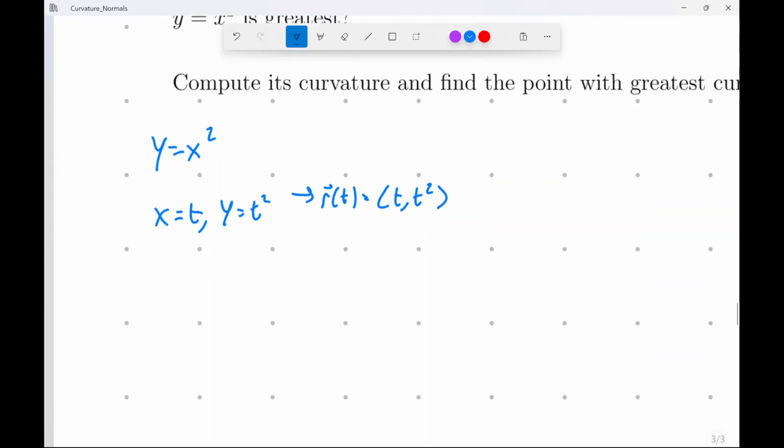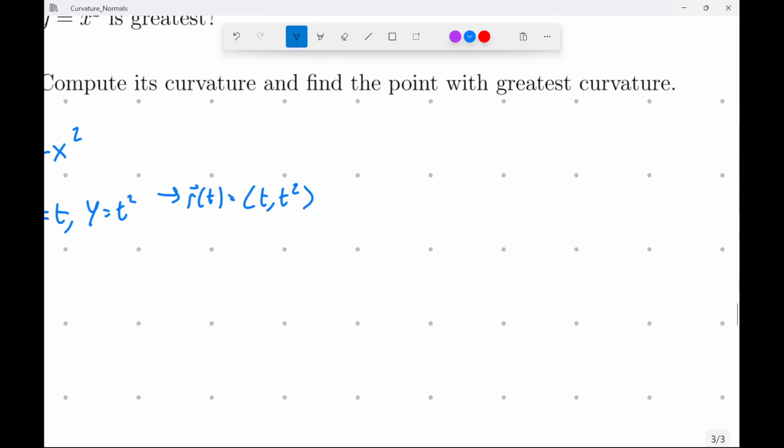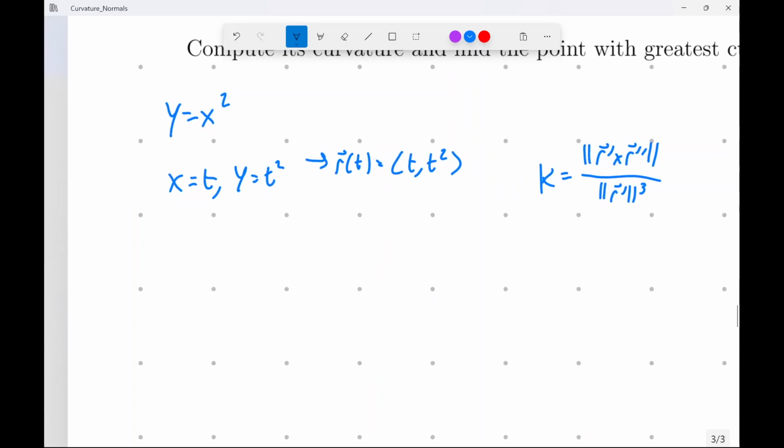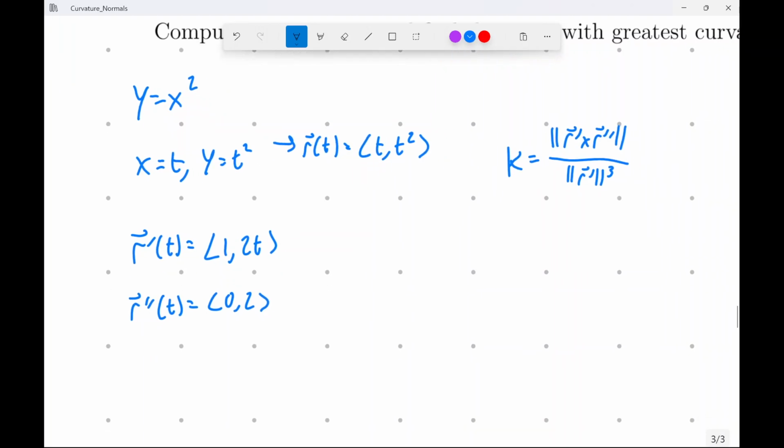Okay. So now we can try to compute the curvature. This time I'm going to use my formula where kappa is equal to the length of r prime cross r double prime divided by the length of r prime cubed, because I don't have to compute the tangent or normal vector in this question, and this formula is quicker if you don't have to compute either of those two. Okay, so now we just need to find r prime of t, which is 1 comma 2t, and r double prime of t, which is 0 comma 2. Okay, so now we need to find their cross product.